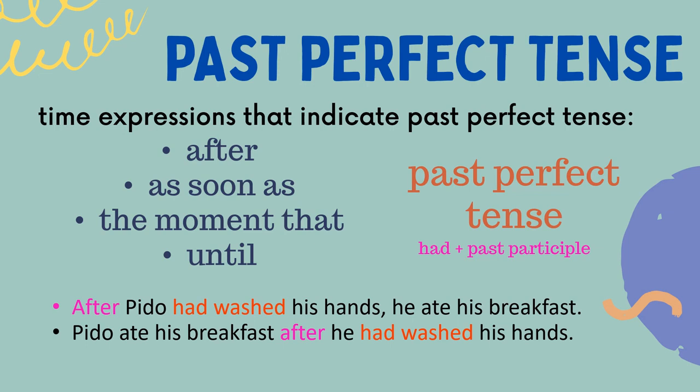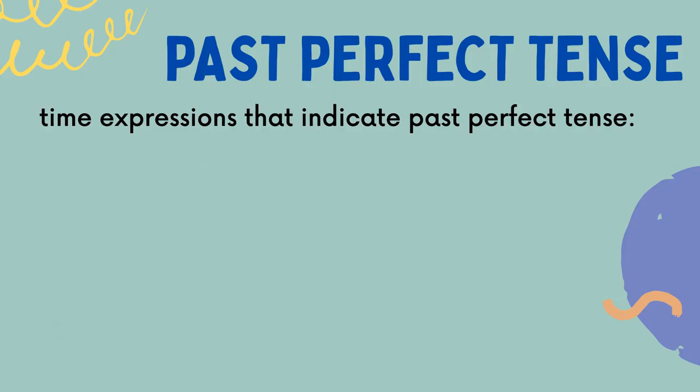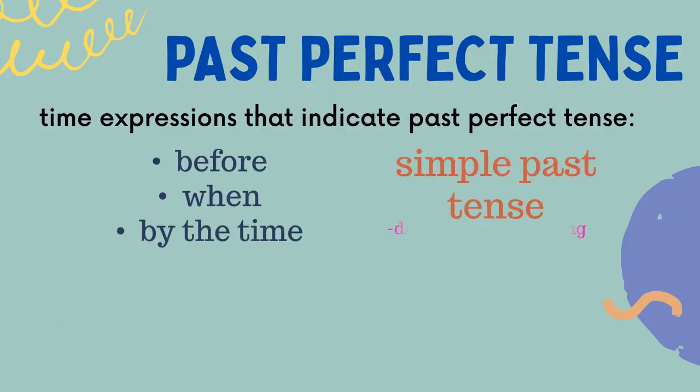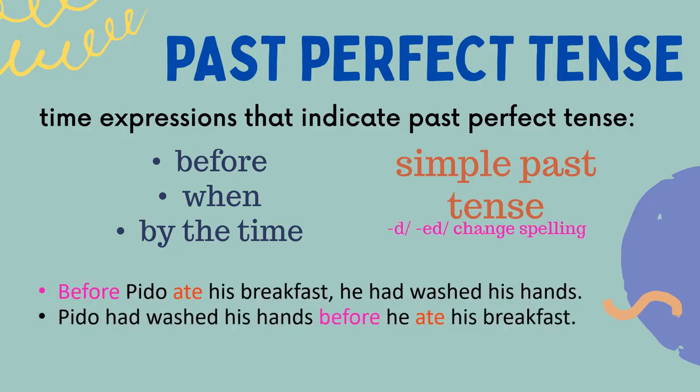Another is, Pido ate his breakfast after he had washed his hands. Take note of the placement of the time expression after. It is now placed at the middle of the sentence, but still, it should be followed by the past perfect tense, had washed. The time expressions before, when, and by the time are used before the simple past tense.